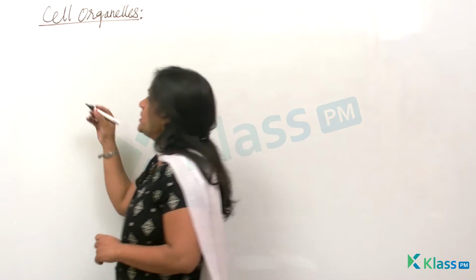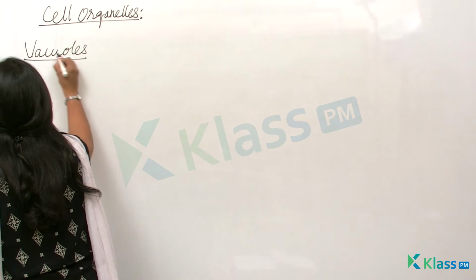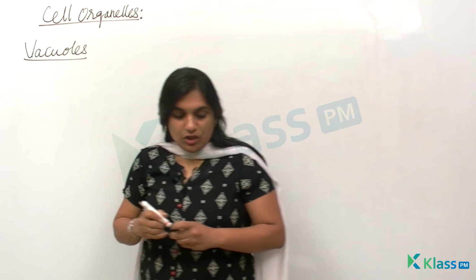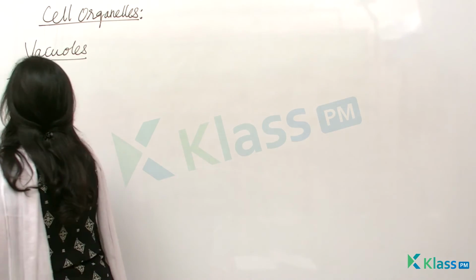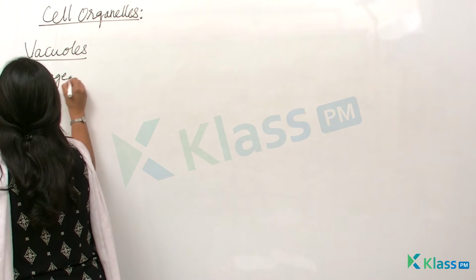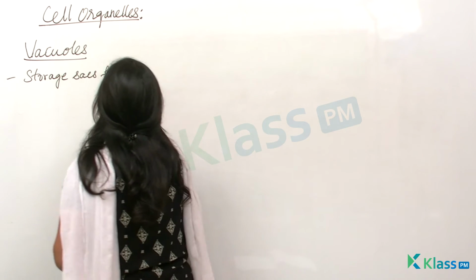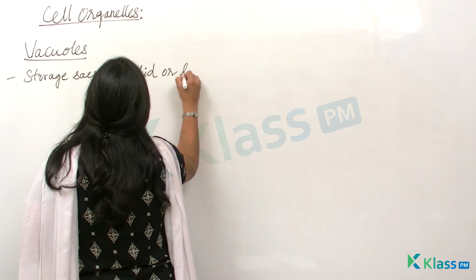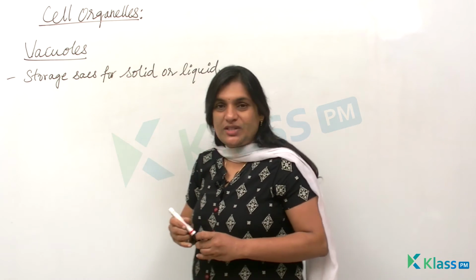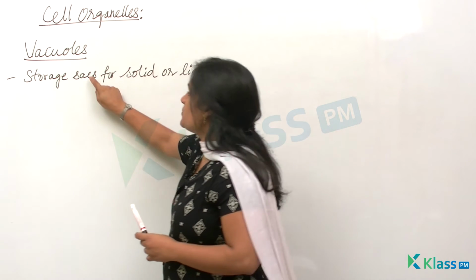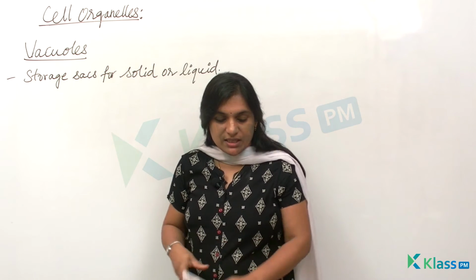Not the least, the next cell organelles are vacuoles. These are actually the storage sacs. Storage sac means a bag, right? So they are storage sacs for food and water, or you can say for solids or liquids. They are called storage sacs because they store solids or liquids inside the cell.